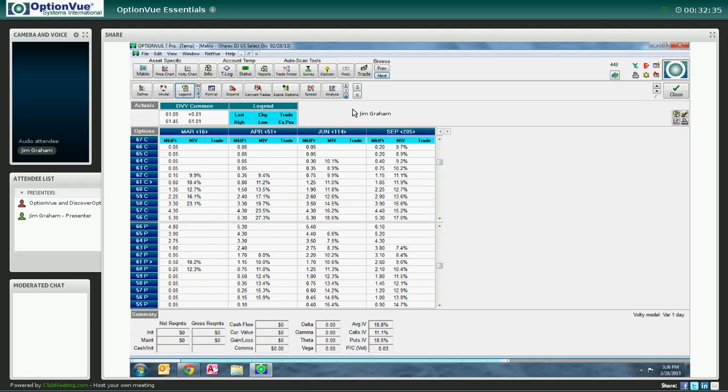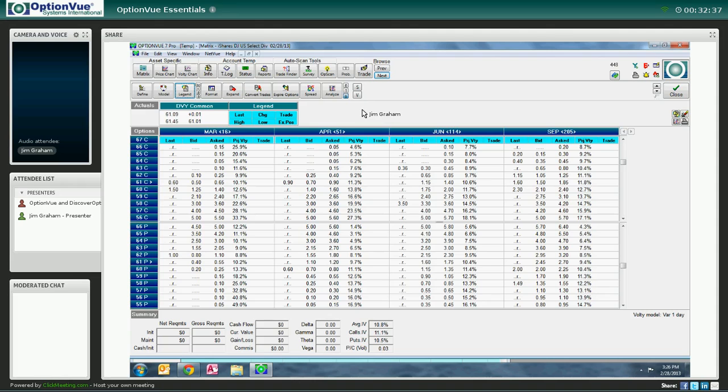So let me click on the 2. This is my format 2, and looking at the legend, I'm looking at the last, bid, ask, projected volatility, and trade. This is good just for looking at markets when you're actually interested in trading something, because you can see the actual last traded price. You'll notice the R's, meaning this option hasn't traded today. So only these 2 traded in these calls in March. And then the bid and ask price.